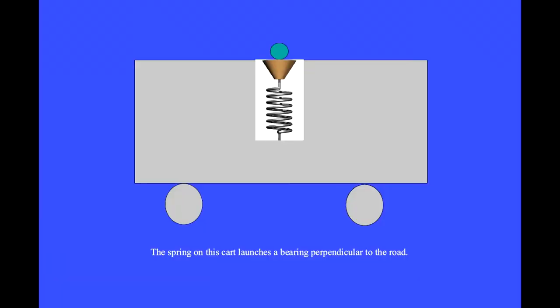The spring on this cart launches a bearing perpendicular to the road. This rock is riding in a cart that is moving downhill at speed V0 sub x. In addition to this downhill motion, the rock is then launched perpendicular to the roadway with speed V0 sub y. How long does it take for the rock to land back on the track, and where will it land?